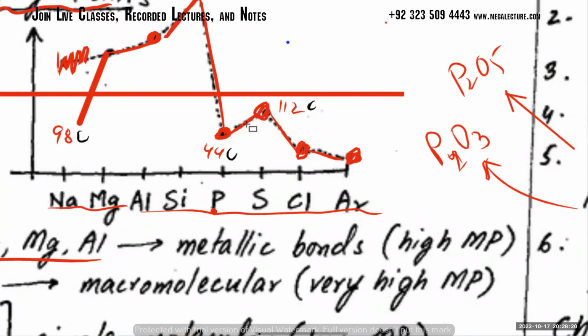So is this idea clear that all of them have low melting points? They've got weak van der Waals forces, but the weakest is in argon. Is this clear? Yes.